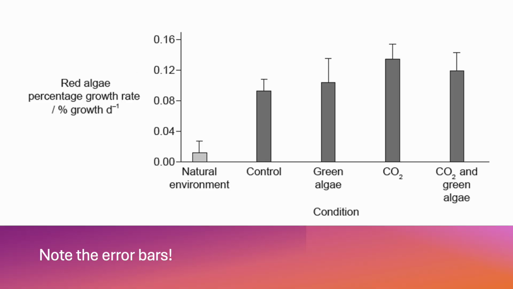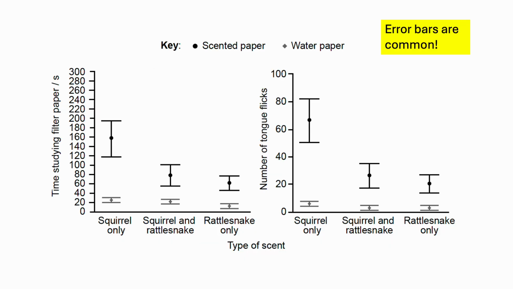For this bar chart, you can see that we've got error bars. Now, error bars are something that students don't always understand very well. They might not just be on a bar chart, they could be on something else. So they're showing the variability around the data. Here, for example, we can see that with squirrels only and on scented paper, that has more variability around the mean than any of the others.